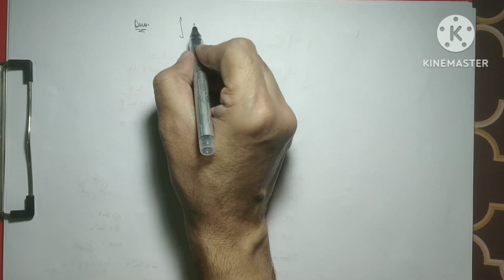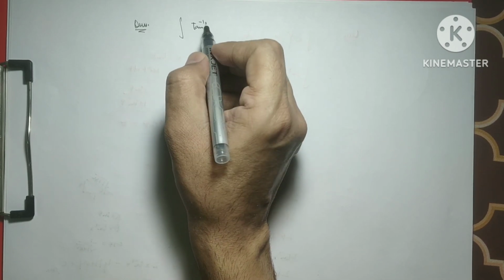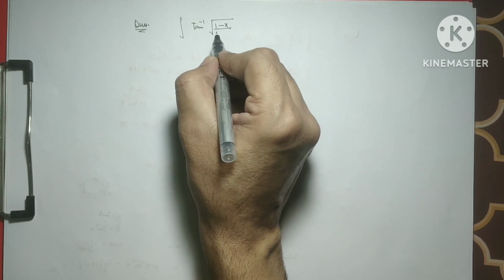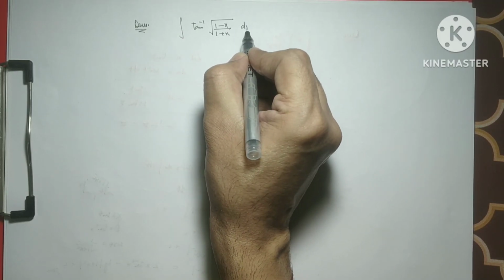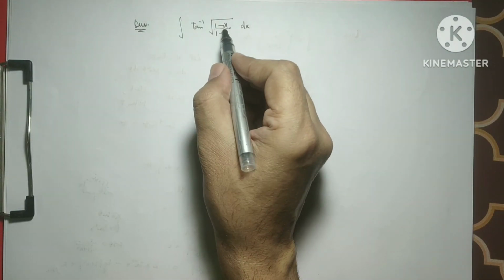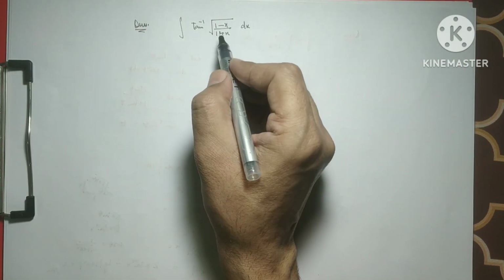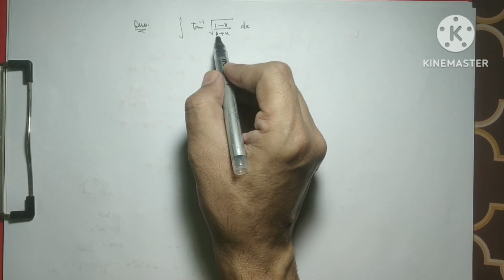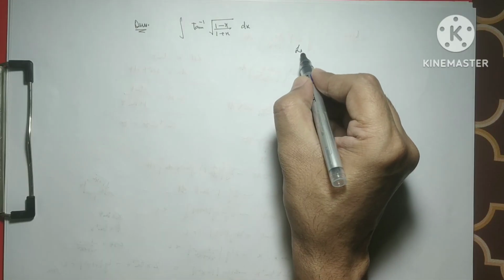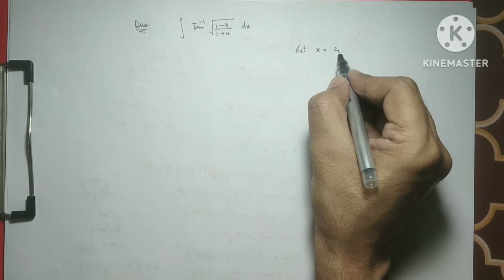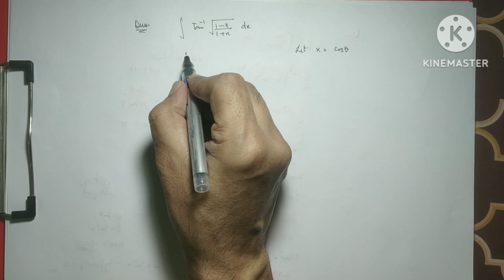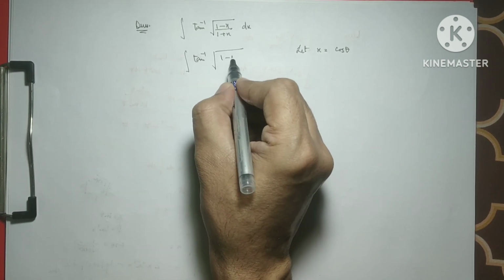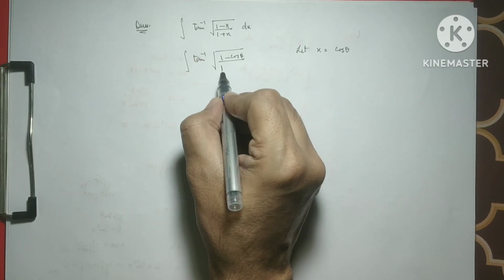Integrate tan inverse of under root of 1 minus x over 1 plus x. Right now this is not a standard function, so we will substitute the value of x and try to make it a standard form. So let x be cos theta. So right now it is tan inverse under root 1 minus cos theta over 1 plus cos theta.